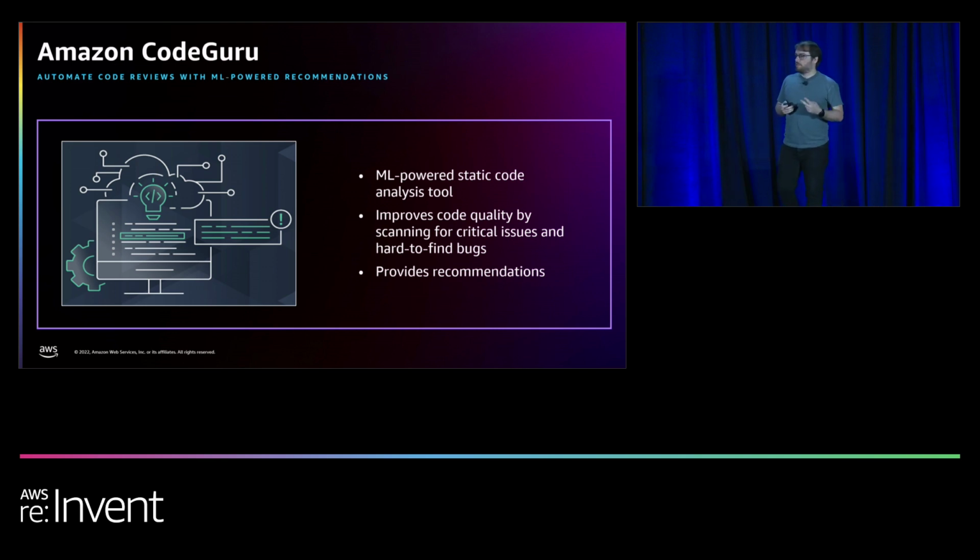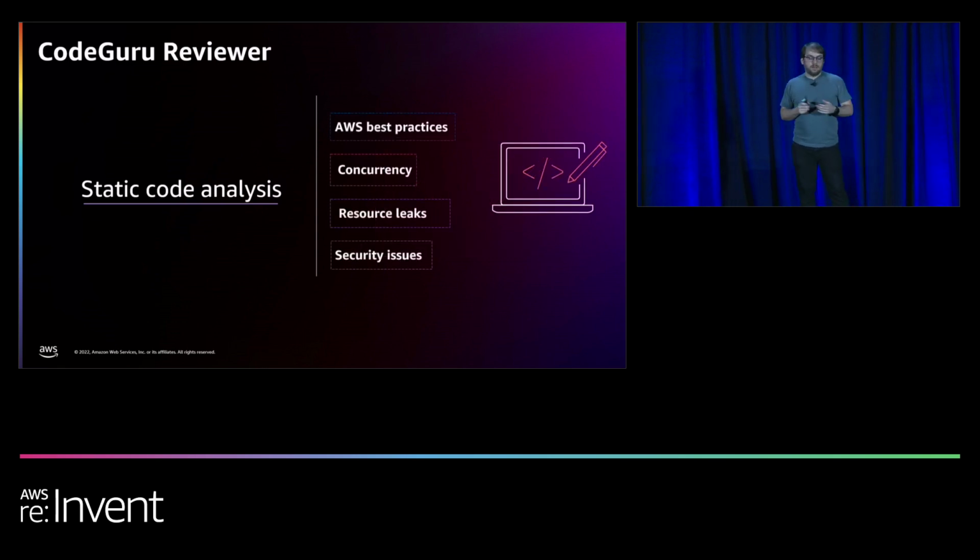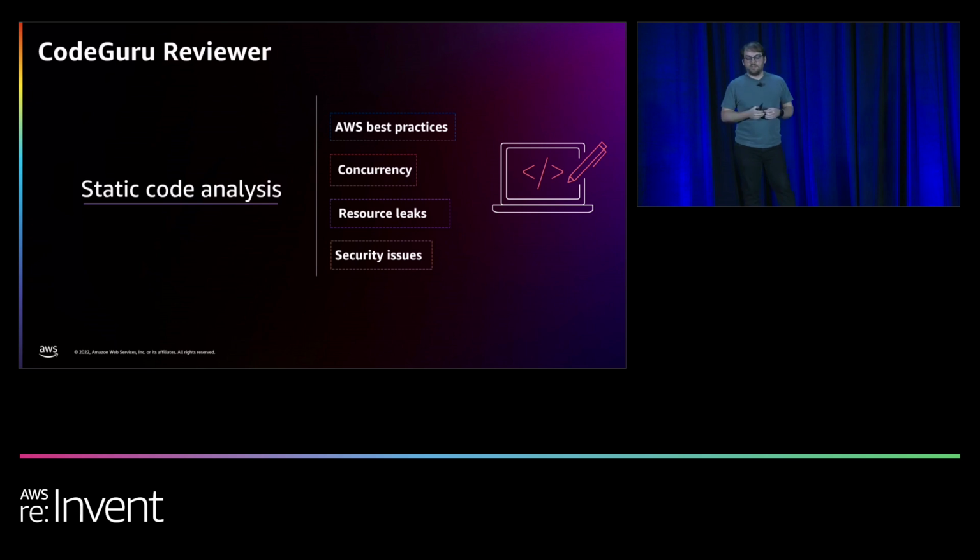CodeGuru comes with two different functionalities. The first one is called CodeGuru Reviewer, and in a nutshell, CodeGuru Reviewer is a functionality that gives you automated code reviews and static code analysis. And here are some of the areas that CodeGuru can help you with. It helps to follow AWS best practices and also some anti-patterns to avoid. It also covers correct implementation of concurrency constructs and resource handling. And there is also a number of security issues that CodeGuru can help you with, like sensitive information leaks or common web application breaches.